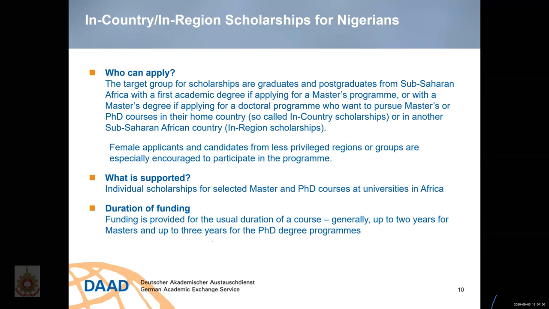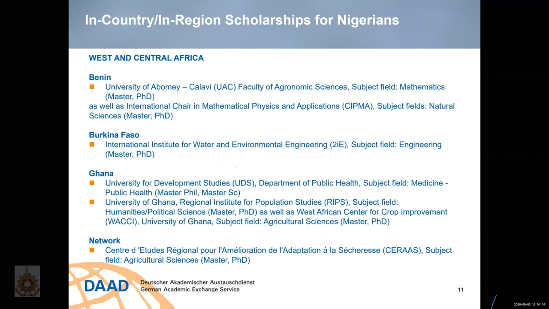Now let's have a look at the courses and the fields which are available. I start with West and Central Africa. In Benin, we have scholarships for the University of Abomey in the field of mathematics, both master and PhD, as well as at the International Chair for Mathematical Physics and Application in the field of natural sciences, also master and PhD scholarships. There are scholarships available for Burkina Faso in the field of engineering, both master and PhD.